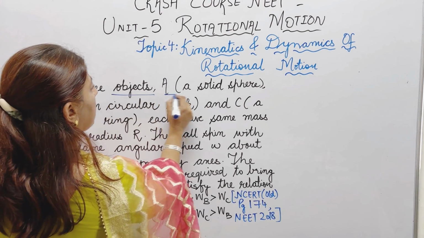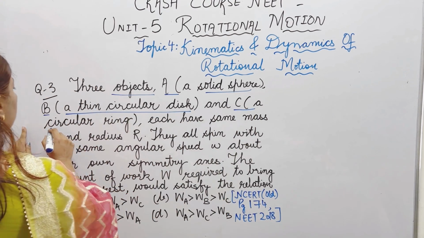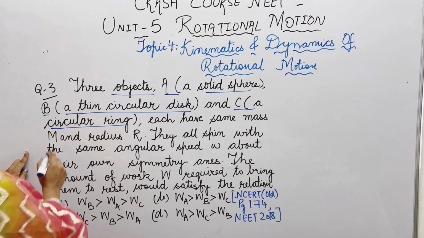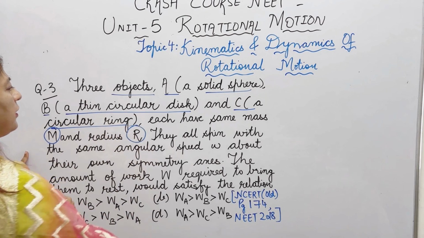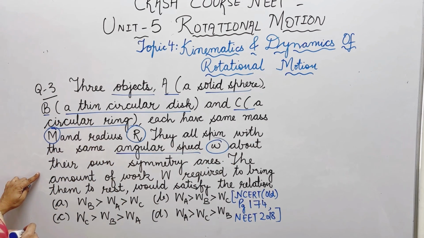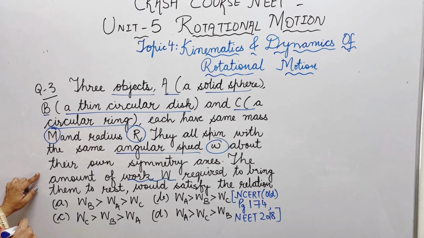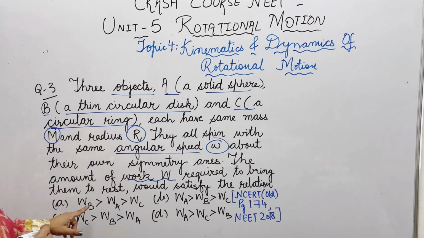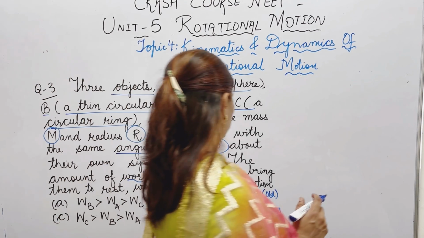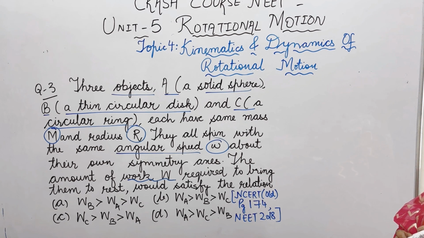Three objects, A, a solid sphere, B, a thin circular disc, and C, a circular ring, each have the same mass m and radius r. They all spin with the same angular speed omega about their own symmetry axis. The amount of work W required to bring them to rest would satisfy the relation, and the relations have been mentioned in the order of increasing or decreasing work done. This question has come in NEET 2018, and this is on page number 174 of old NCERT.